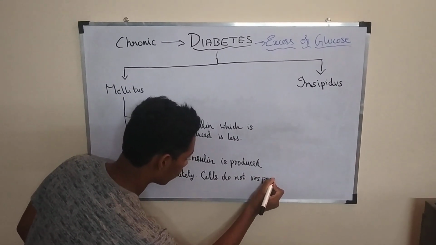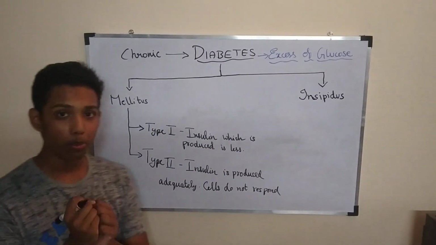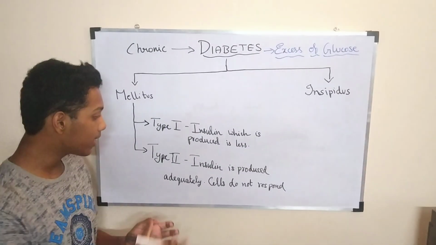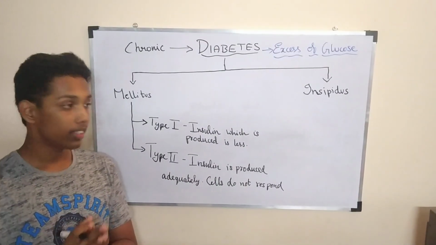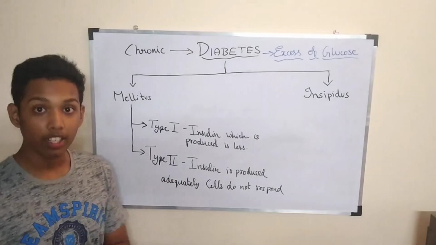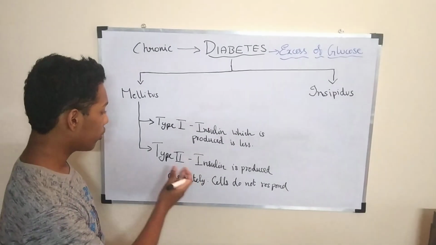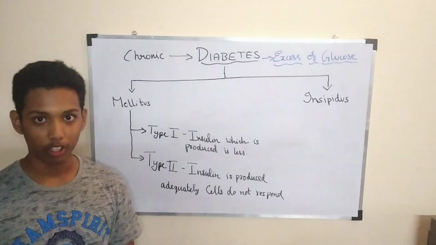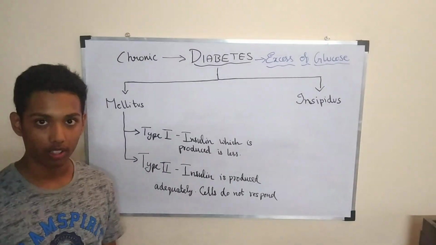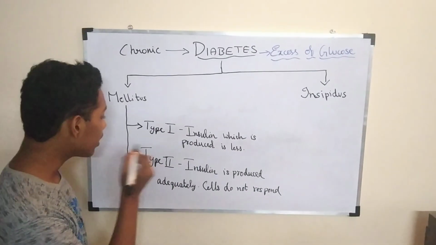Cells do not respond. So what does this tell you? Even if you produce insulin, the cells which take the insulin and perform the actions according to the insulin do not respond. Then what is the use of insulin? Nothing. So you can conclude that insulin is not at all effective because cells do not respond, right? So those are type 2 cases.